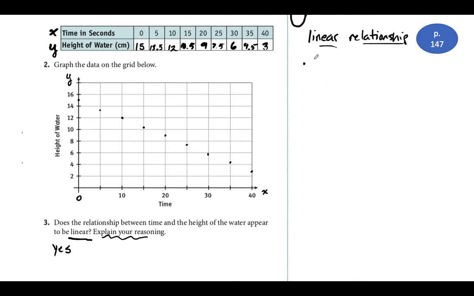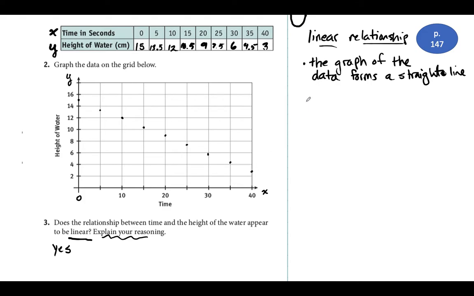The first one is the graph of the data forms a straight line. If you have a graph, it's easy to see if it's linear. You could put your straight edge right on top of all your points and draw a nice, crisp, straight line through them.